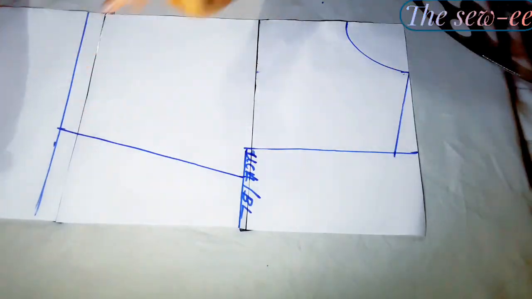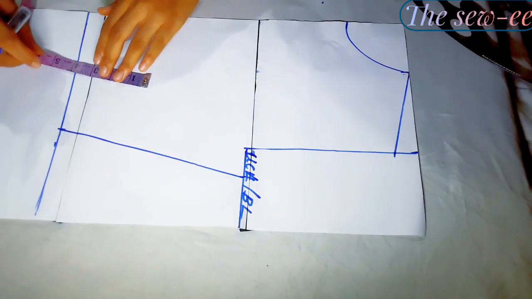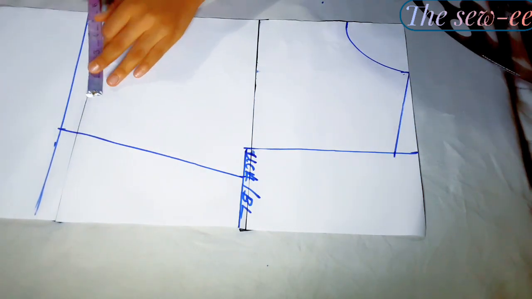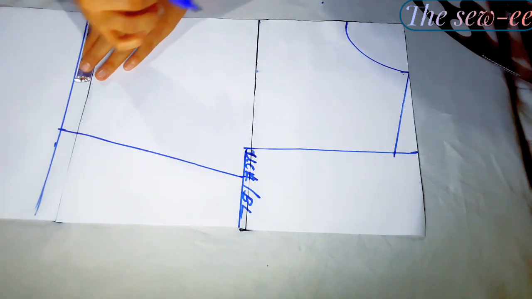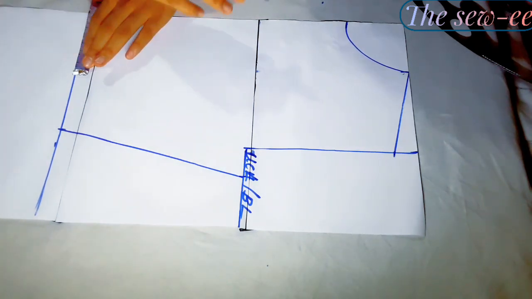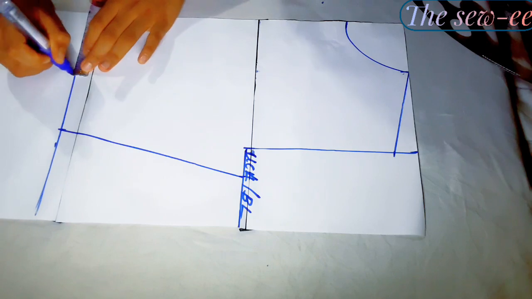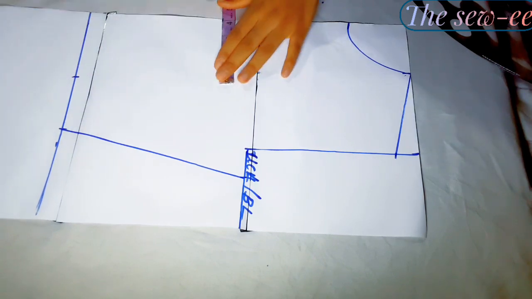So once I'm done with this, the next thing I want to do is to make my dart. Remember, when we're starting off with a simple basic bodice, you measure from one bust point, or one nipple, to the other nipple. So the distance between the two nipples, when you get it, you divide by 2. So when I divide by 2, I am left with 4 inches.